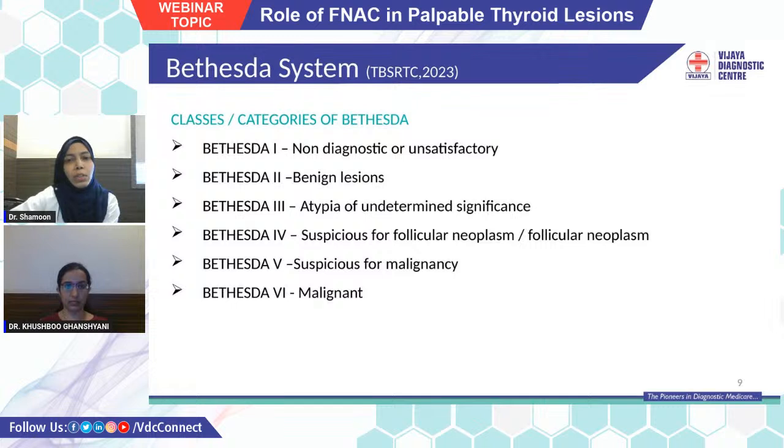Category 1 includes non-diagnostic or unsatisfactory lesions. Then category 2 includes benign lesions. Category 3 includes ATP of undetermined significance. Then comes category 4, which includes suspicious for follicular neoplasm or follicular neoplasm itself. Then is suspicious for malignancy, category 5. Then lastly, the malignant ones, which fall under category 6.